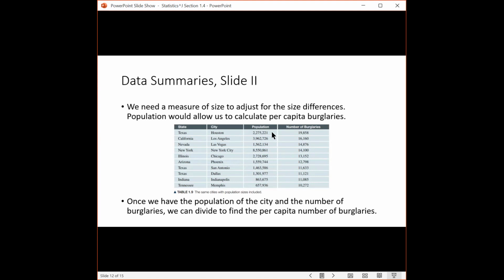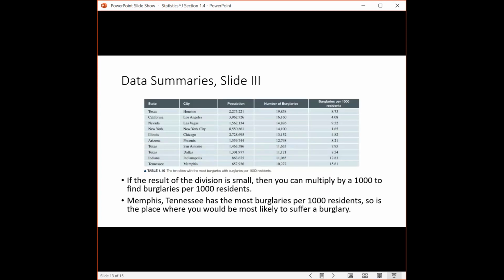Okay, so to try and adjust for the difference between these, what we can do is take the number of burglaries and divide by the population to get a per capita amount of burglaries. And by using that adjustment, it would enable us to see more clearly what the differences are in the data. Okay, and so here we've gone through and done that.